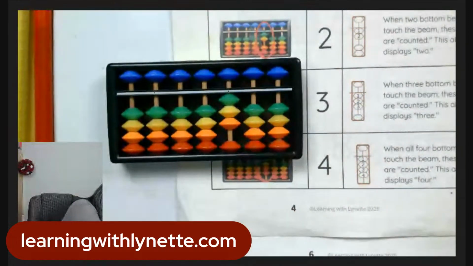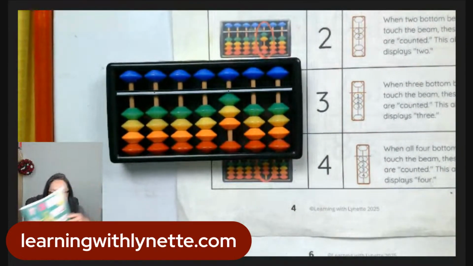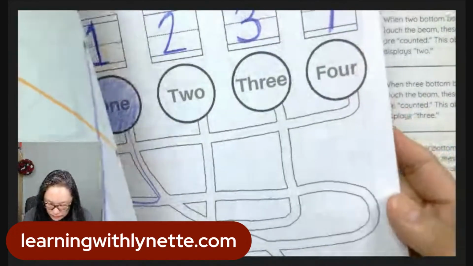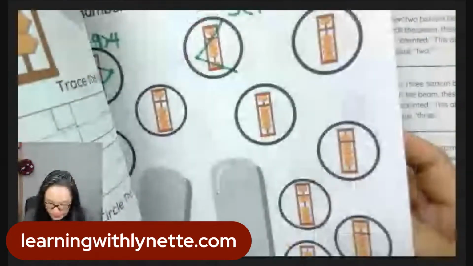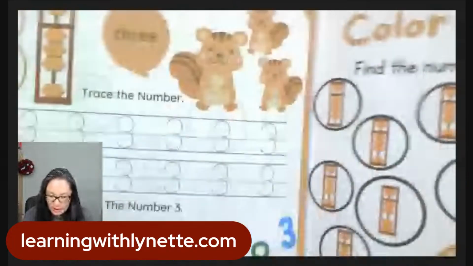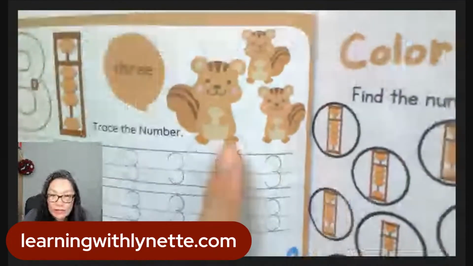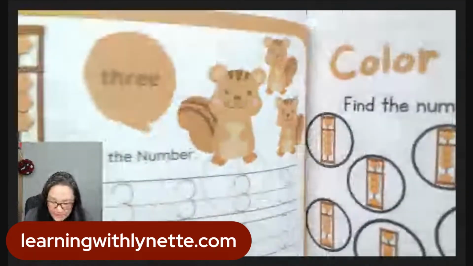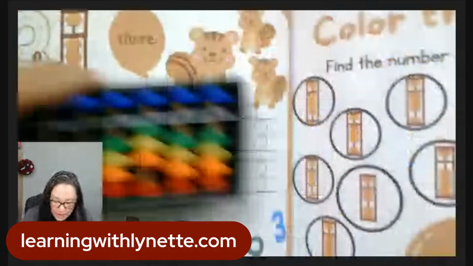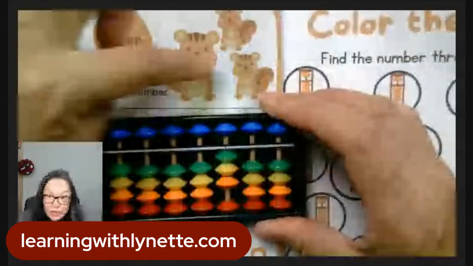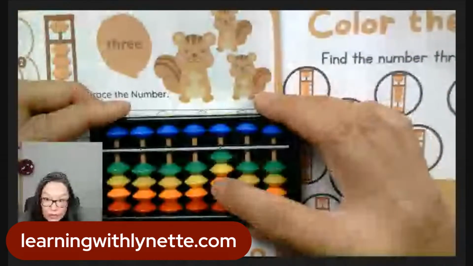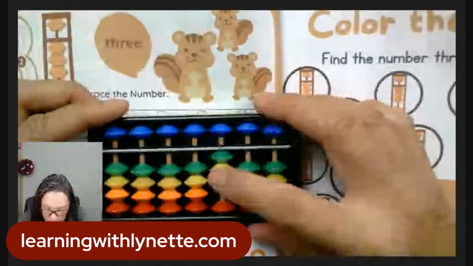We're looking at three. Let me see if I can find three in my book. Right, three. We have three. I don't know what these are. I think these are like little chipmunks, right? So when we look at the three, we have one, two, three chipmunks. We have one, two, three beads on the abacus.